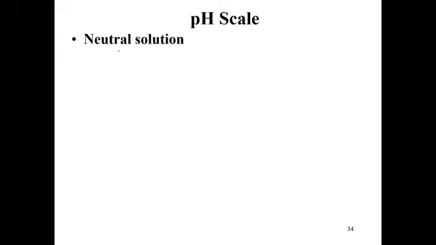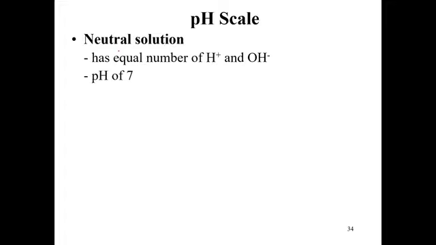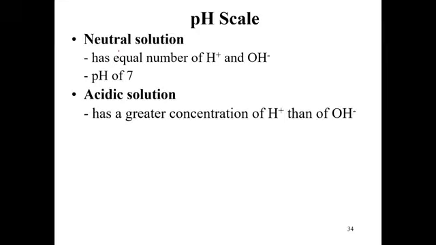Next, you have the pH scale. When we say it is a neutral solution, it has an equal number of hydrogen and hydroxide ions. It has a pH of 7, while an acidic solution has a greater number of hydrogen ions compared to the hydroxide ions. Its numbering in the scale is lower. The pH is less than 7. Please take note that pH denotes acidity and basicity. We also have pOH, but it is less commonly used.